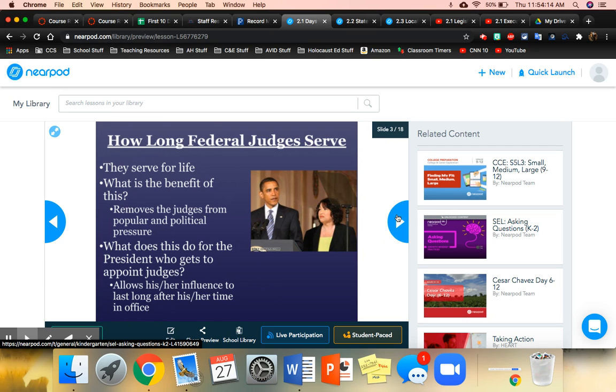Federal judges serve for life. They are appointed by the president. The point of serving for life is to remove them from popular and political pressure. This kind of gives each president a lasting legacy, especially depending on how many federal judges they have appointed in their administration.